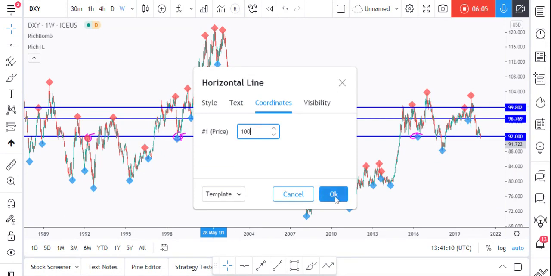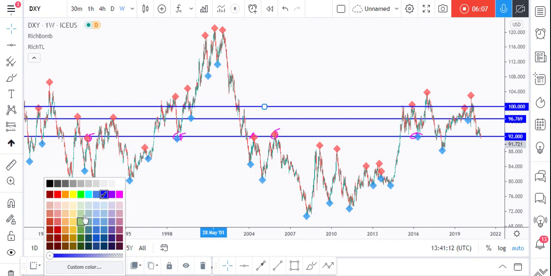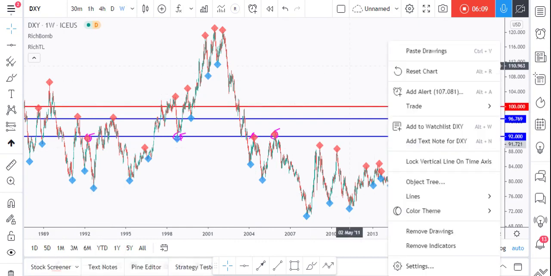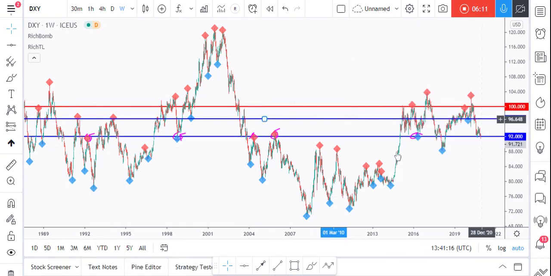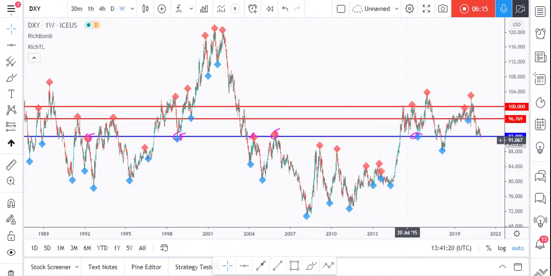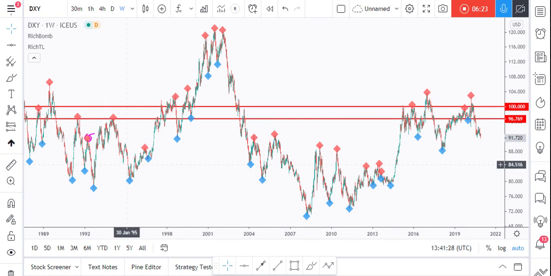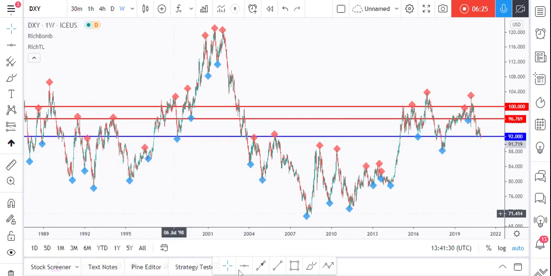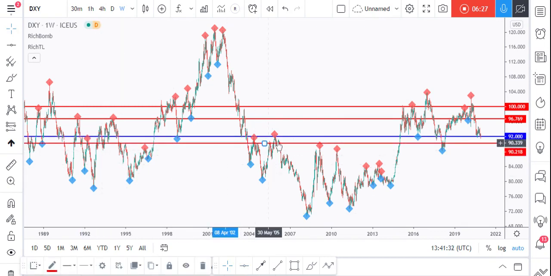Now we'll make the upper ones in red and the lower ones in blue. Here we go. And we'll make this one around 97, but let's not do it right for now. And let's delete these little ones. Here we go. So that's it. And we continue from here.